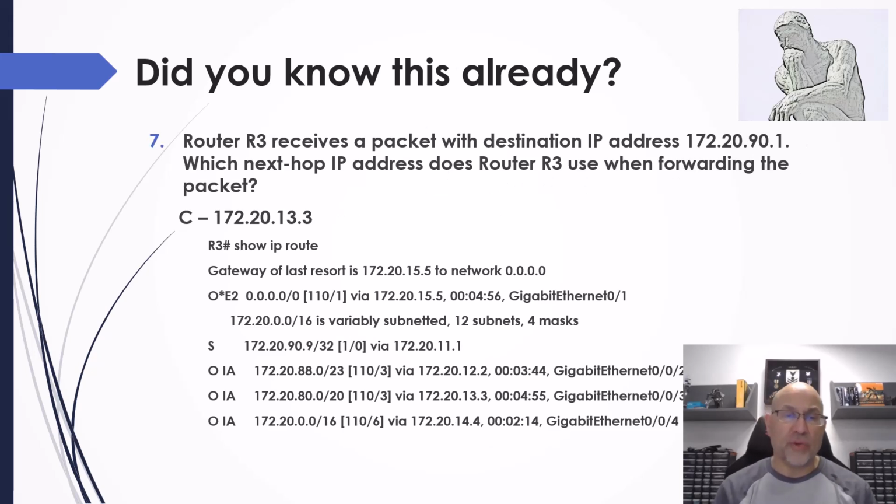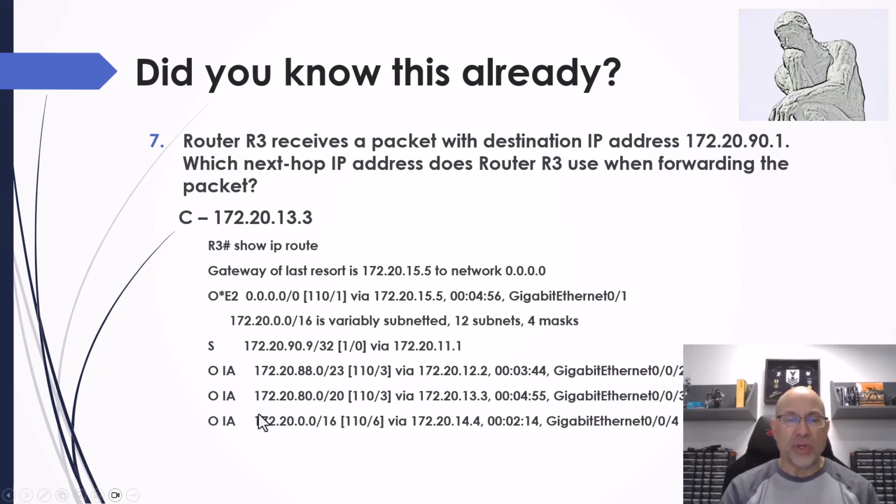Question number 7, router 3 receives a packet with a destination address of 172.20.90.1. Which next hop IP address does router 3 use when forwarding the packet? And the answer was C, 172.20.13.3. Now that's this address down here.